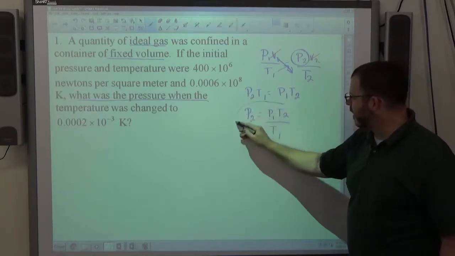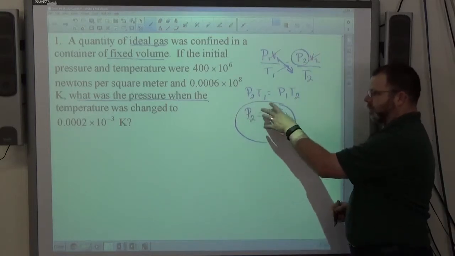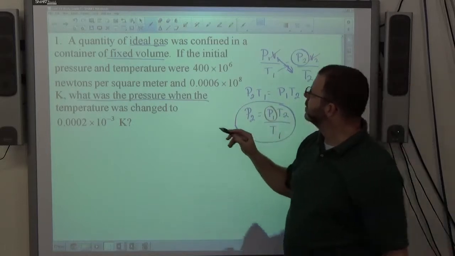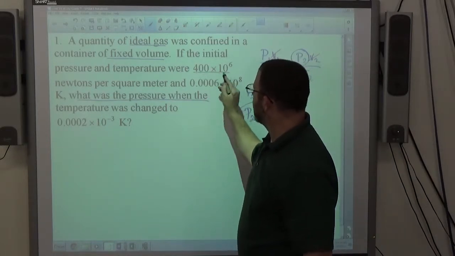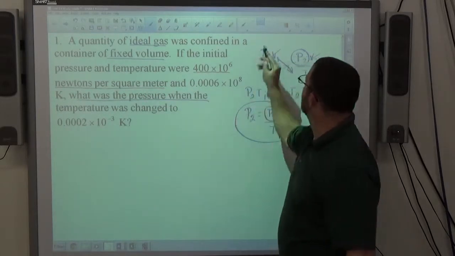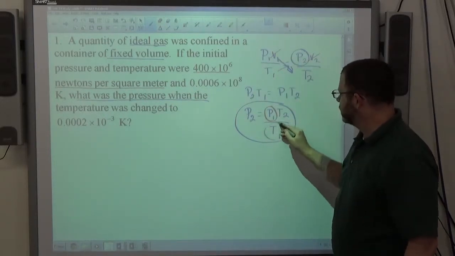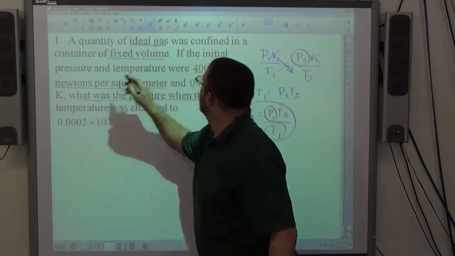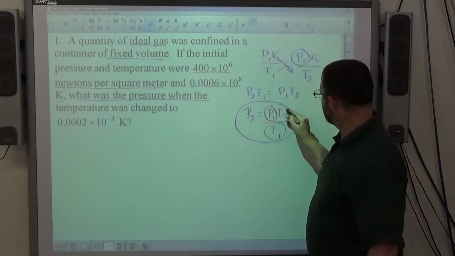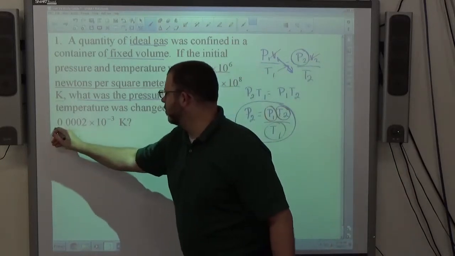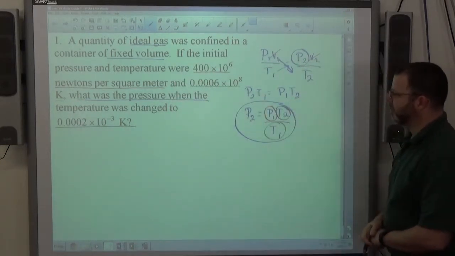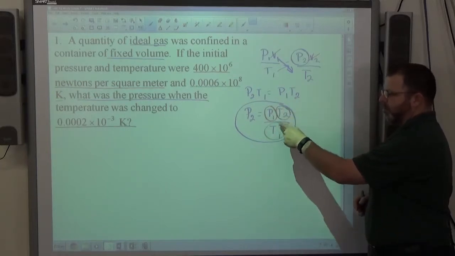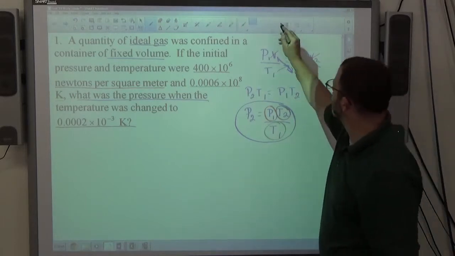I'm going to create a formula to find what I'm looking for involving the three things that I need to deal with. The initial pressure is 400 times 10 to the 6 newtons per square meter. The initial temperature is 0.0006 times 10 to the 8 Kelvin. And the final temperature is 0.0002 times 10 to the negative third Kelvin. So I just need to do the pressure times the final temperature over the initial temperature to get the answer I'm looking for.